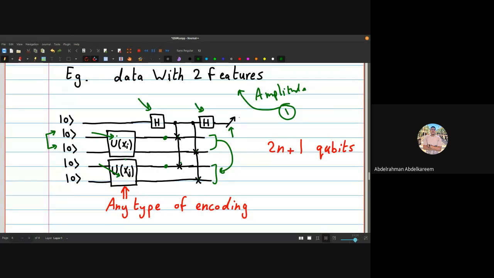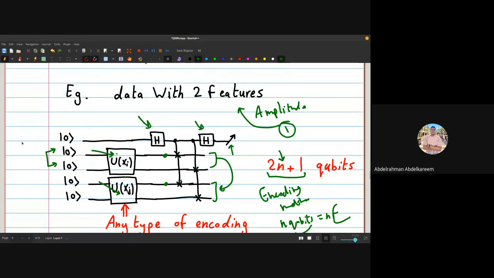So as we see, if we use an encoding method that uses n qubits for n features, so it uses the number of qubits as the number of features, like angle encoding, Z feature map or ZZ feature map, this method uses n qubits for n features, you will need for this swap test 2n plus 1 qubits. N here is the number of features.